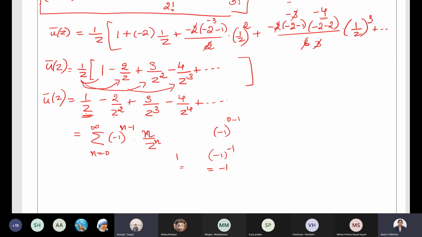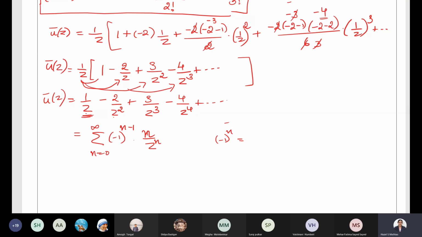Let's check whether n plus 1 works. Minus 1 power n plus 1. Put n equal to 0: minus 1 power 0 plus 1, which is minus 1. Even n plus 1 doesn't work. Check whether minus 1 power n works.